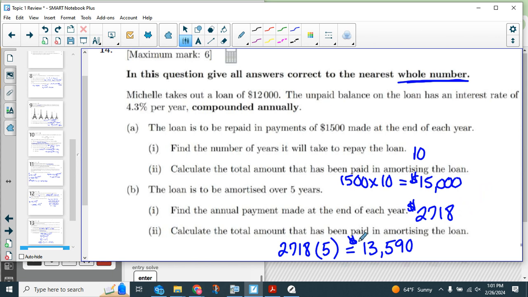All right. And this makes sense, of course. You always want to think of things rationally. The quicker you pay back money, the less interest you pay. So that's why she only paid $1,590 interest when she paid it off in 5 years, as opposed to $3,000 interest if she paid it off in 10. Does that make sense? You have to pay more if you spread it out over a longer period of time.